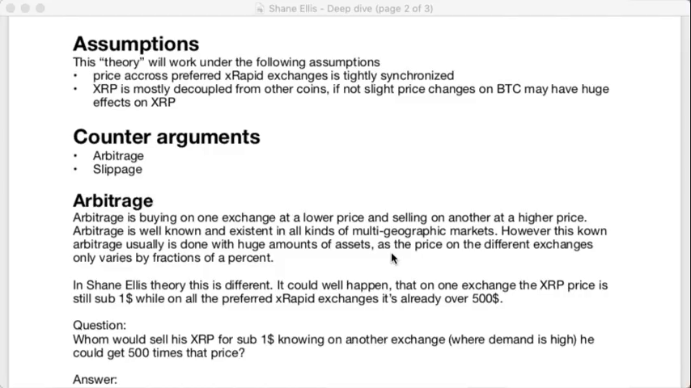Another thing which is more or less relevant is that the XRP fiat pairings are more or less decoupled from the XRP pairings with other coins like Ethereum or Bitcoin, because a slight price change on Bitcoin could have a huge effect on millions of dollars in transactions via XRP.